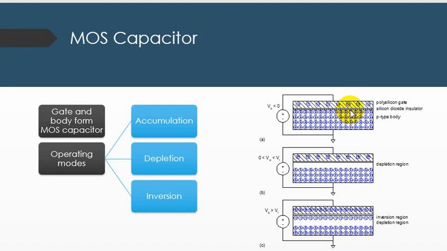This segregation is based on the applied voltage. If a negative voltage is applied on the gate side, meaning Vg is less than 0, then there is a negative charge on the gate, and the mobile positively charged holes are attracted to the region beneath the gate. So this is called the accumulation region.